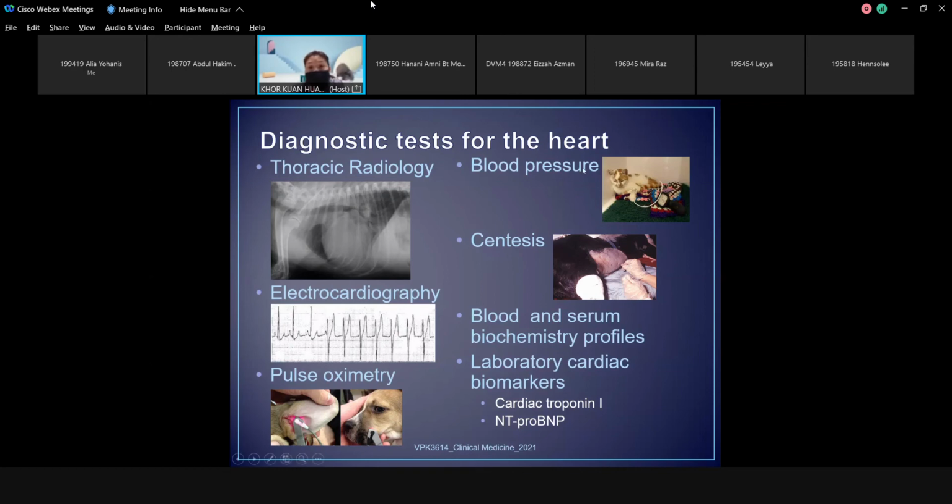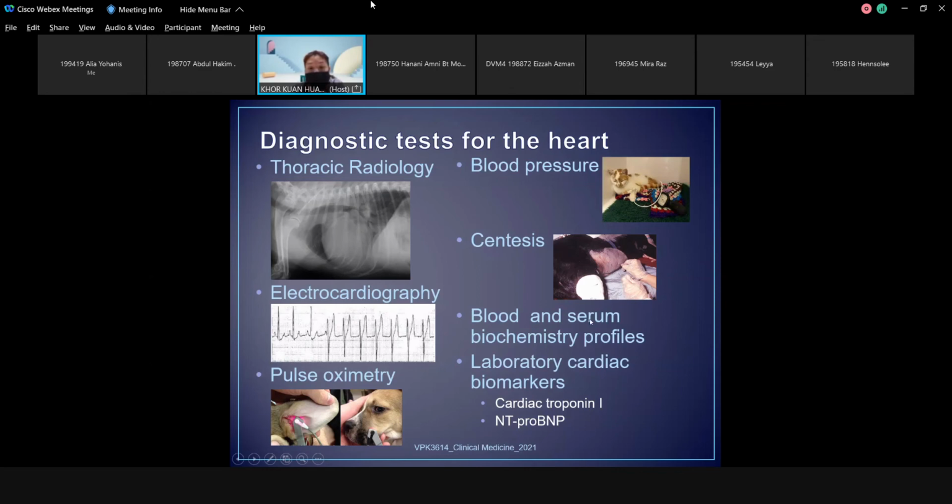Okay, so you will also want to check for blood pressure. For me, this is a good skill to attain, something that you might want to do routinely for all the respiratory issues and cardiovascular issues. Okay, now just now I keep on saying distension of the abdomen. So you might want to alleviate that problem, to help the animal to breathe better. You might want to do a centesis.